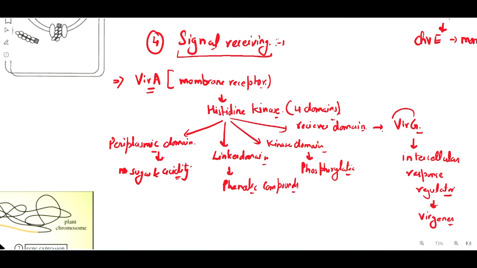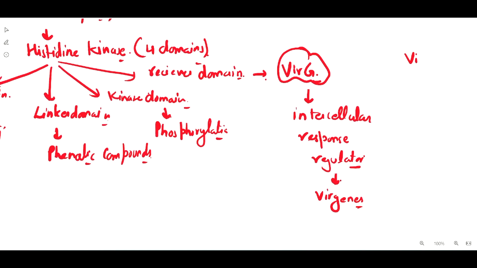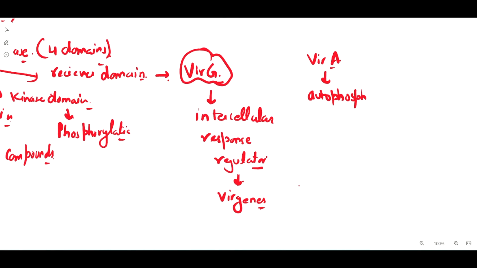So when this VirG gene gets activated, then the VirA protein gets autophosphorylated by the kinase domain.